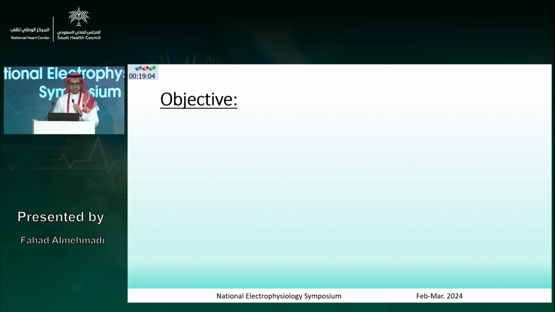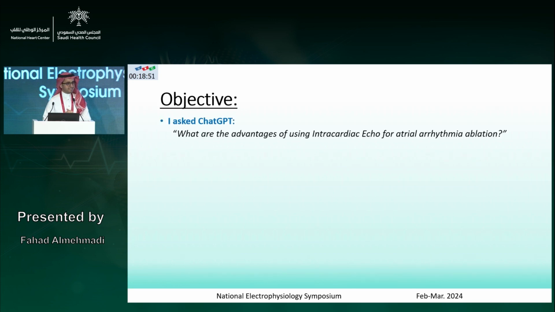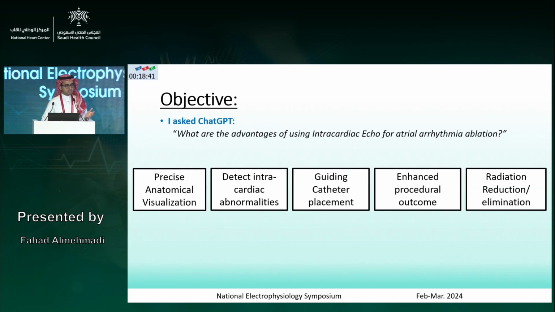For my objective, because I'm an ICE user, I didn't want to sound biased. So if you don't know what to do, you ask Google. I didn't ask Google, I actually asked ChatGPT: what are the advantages of using intracardiac echo for atrial arrhythmia ablation? And I think the answer I got lies around these 5 domains. Hopefully I will try to prove it to you using imaging.